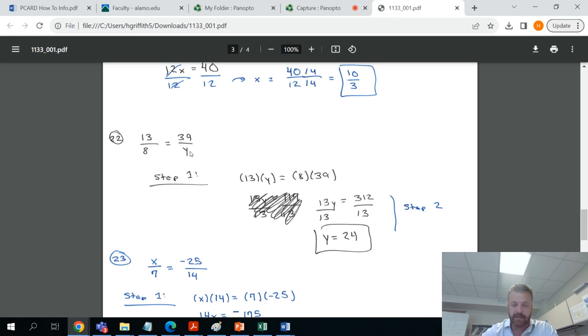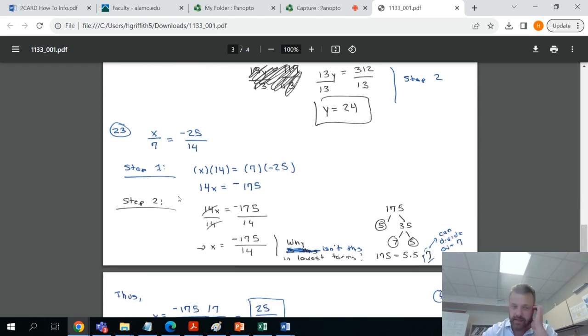On the downward diagonal, 13 times y is just going to give me 13y. On the upward diagonal, 8 times 39 will just give me 312. How do I solve for y? Well, if y is multiplied by 13, I undo that by doing the inverse operation of dividing both sides by 13, which gives me that y is equal to 24. So let's look at question 23 here.